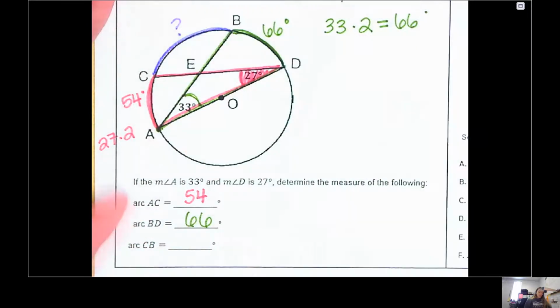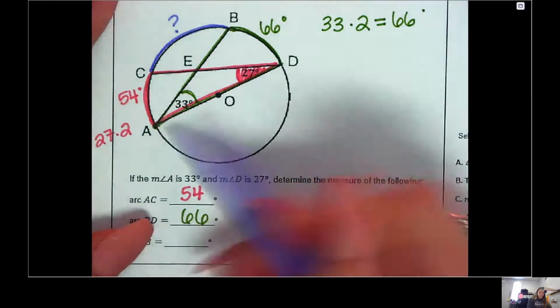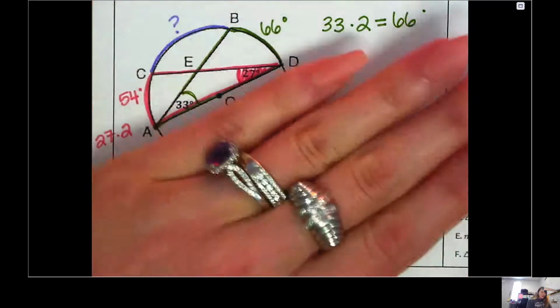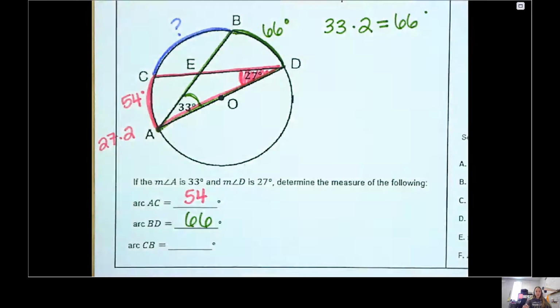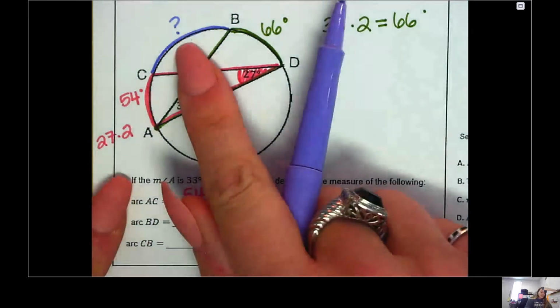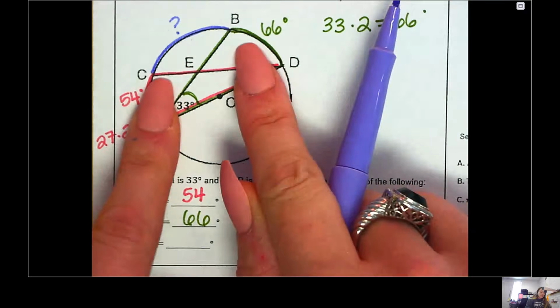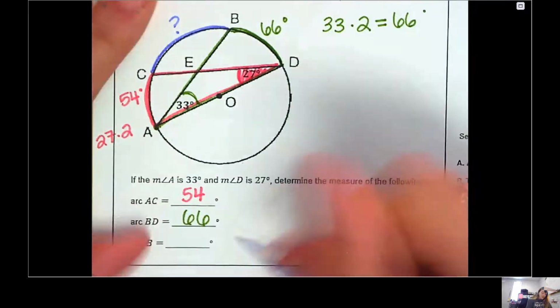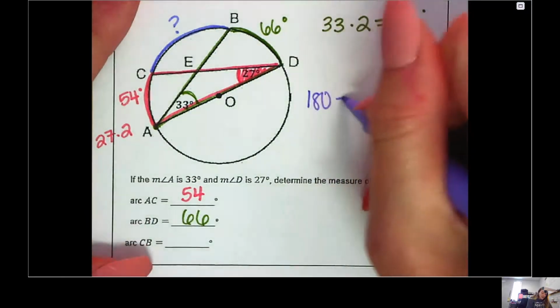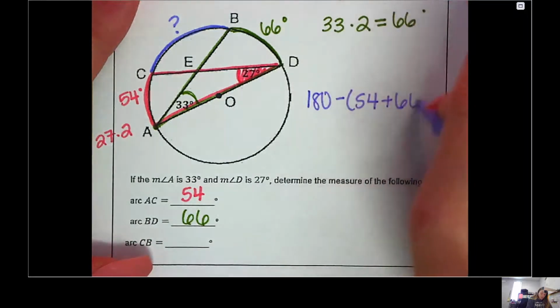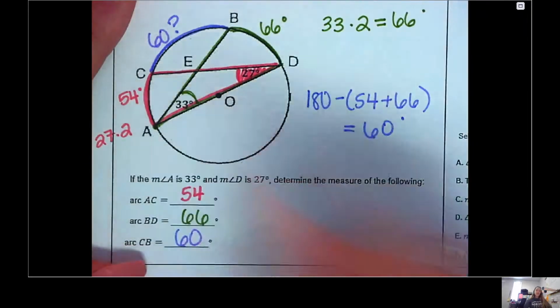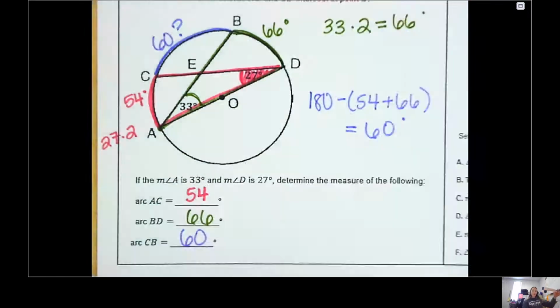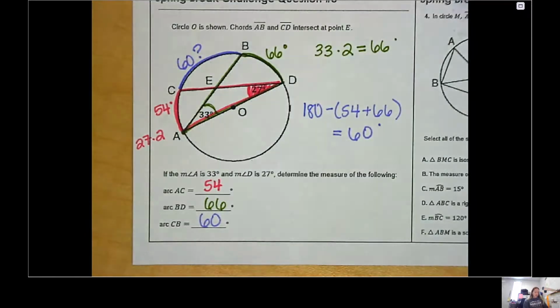That's what I'm trying to find. But you'll notice AD goes through the center of the circle. So this is half of a circle, which means this should add up to be 180 degrees. So to figure out what's left over, I'm going to take 180 and subtract the two pieces that I know, and I'll be left with my final answer. So I'm going to do 180 minus 54 plus 66. And if you do that, you get 60 degrees.